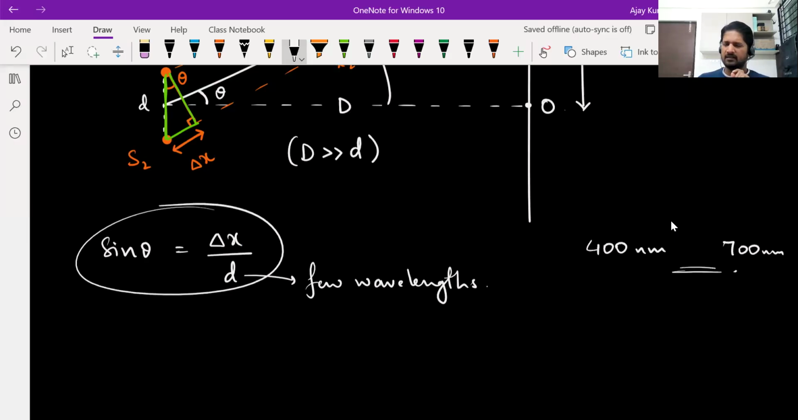Now you practically tell me, if you draw two separate dots on paper, what minimum distance can you maintain between them? You want to clearly see that they are two separate dots. At what minimum distance can you draw two separate dots?